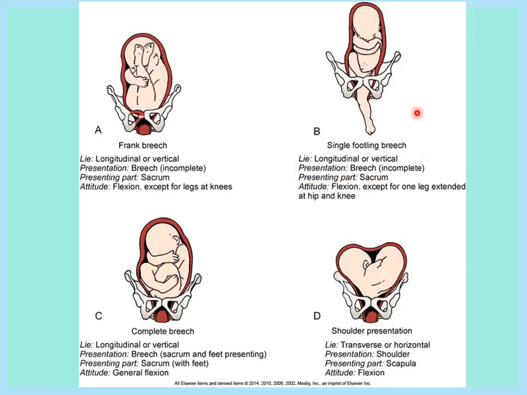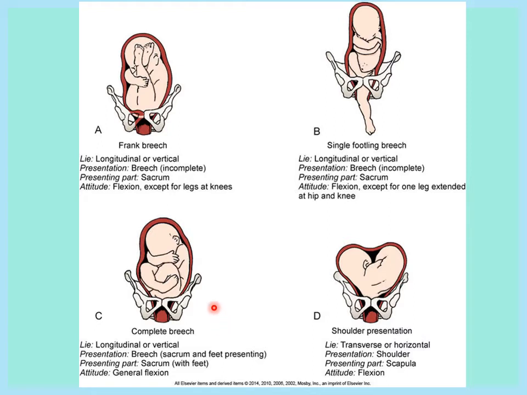In B, you see a single footling breech. The lie is longitudinal or vertical lie. Your presentation is incomplete breech, in which the presenting part is still the sacrum. Flexion except for one leg is extended. The other leg is flexed at the hip and knee.